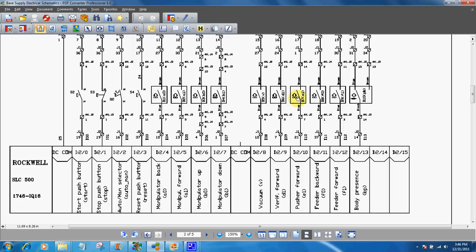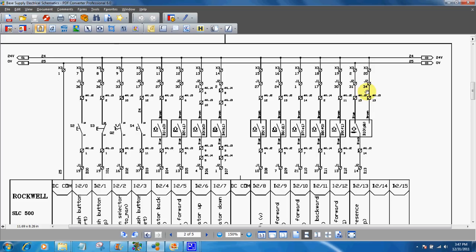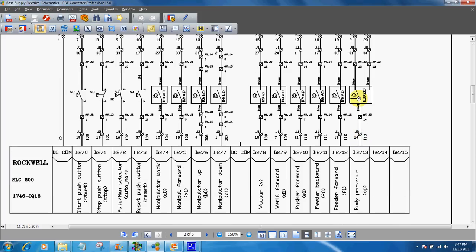We have pusher forward on I:210. I:211 is feeder backwards, and I:212 is feeder forward. And last but not least is input connected to I:213. This is a three-wire connection, and it still works off of the principle of induction or capacitance. I believe this is a capacitive style switch.